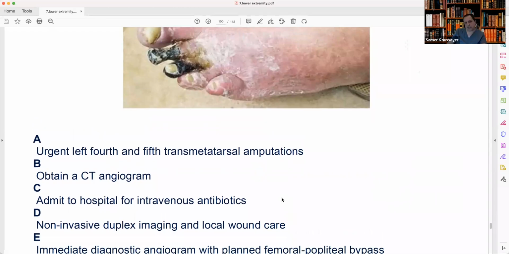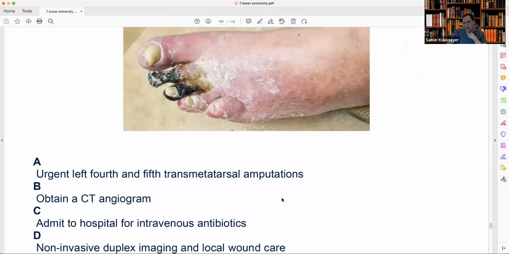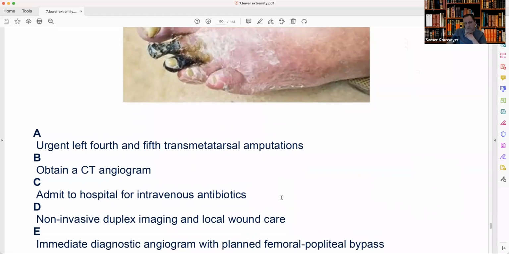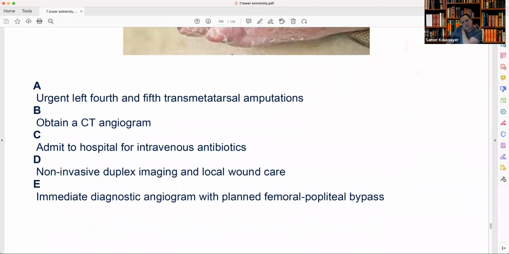So what he's saying here is that we think he has arterial disease, so we know he has an arterial disease. We want to confirm that. So you get a duplex, because you can't get a CT angiogram. So I think this is not a bad option. Local wound care, just antibiotics, because I don't see wet gangrene. So it could be possible. Let's go to the last one.